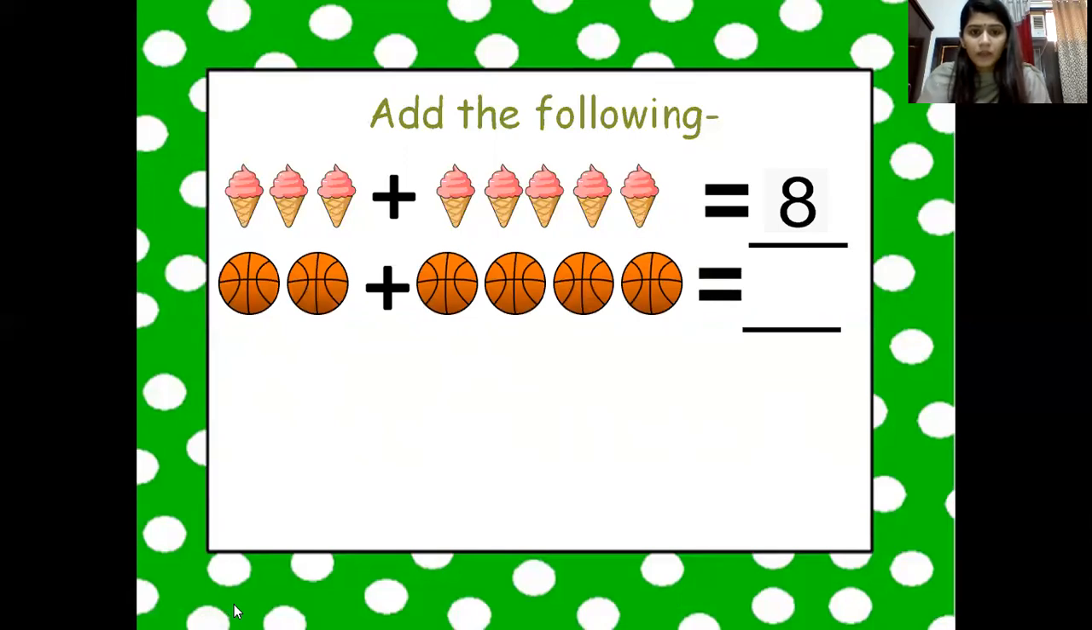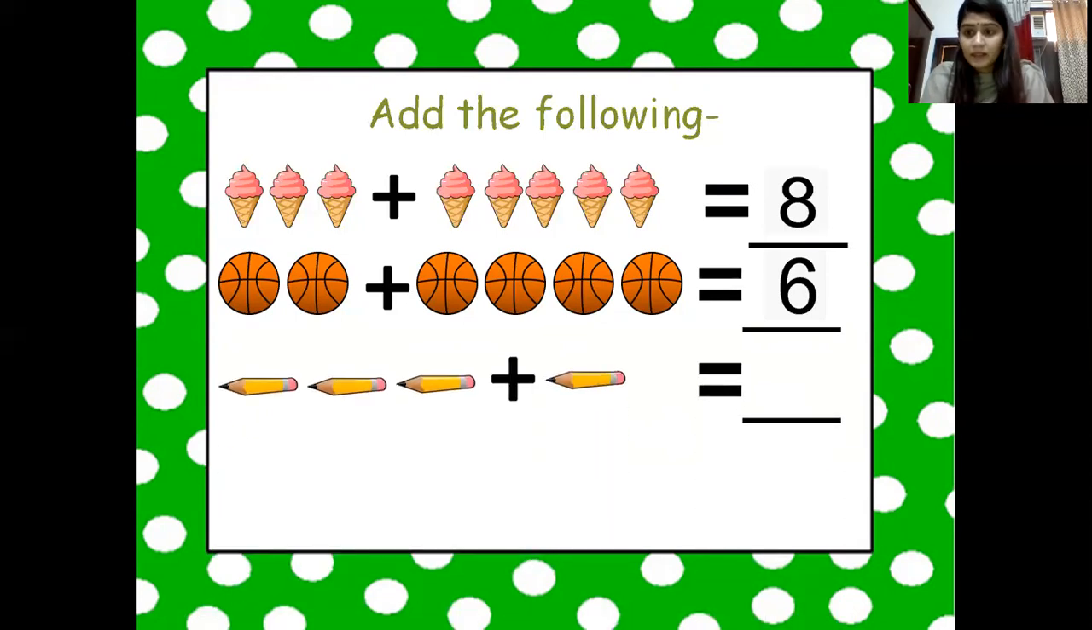In this way, we have to add the following. Next is the picture of basketball. First, 2 basketballs are given and we have to add these 2 basketballs to 4 basketballs. Now the total number of basketballs is, let's count, 1, 2, 3, 4, 5, 6. So we have 6 basketballs.